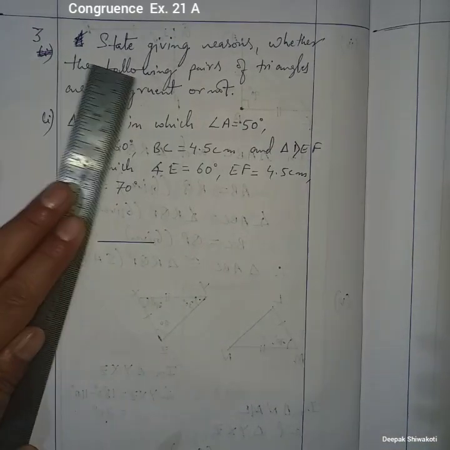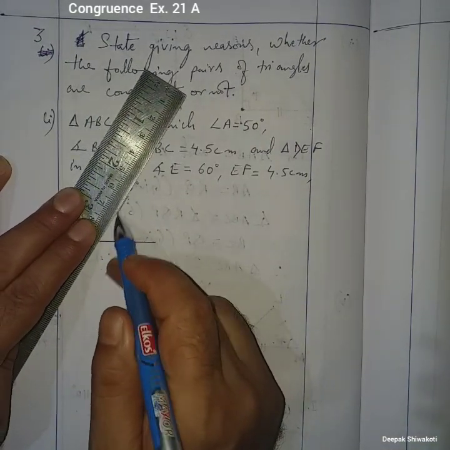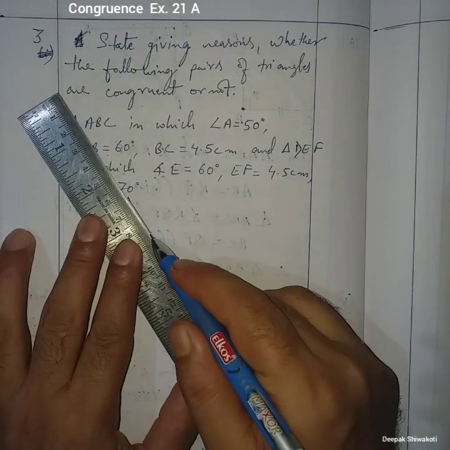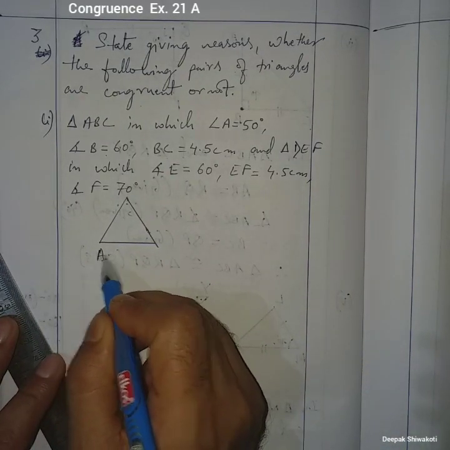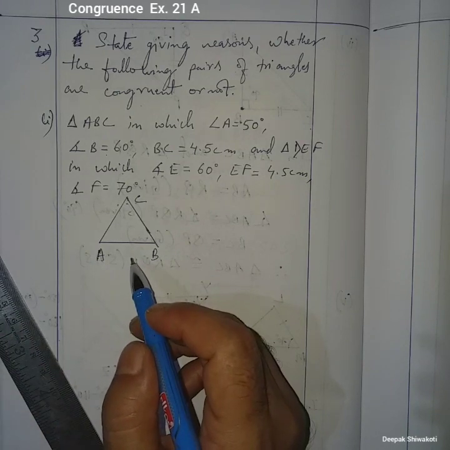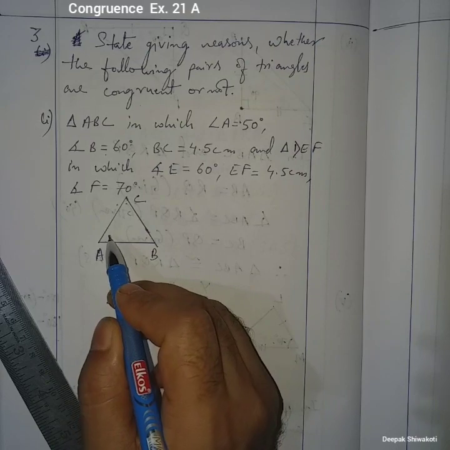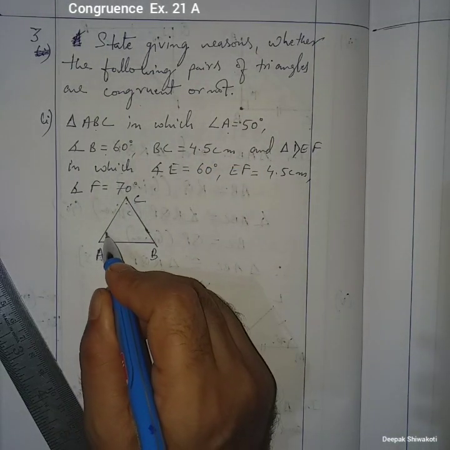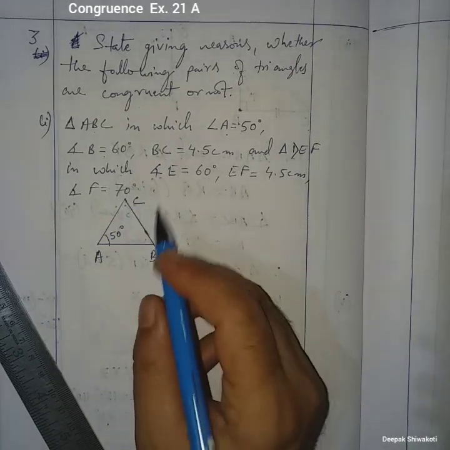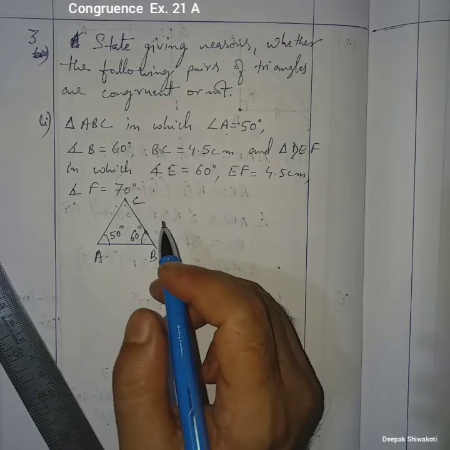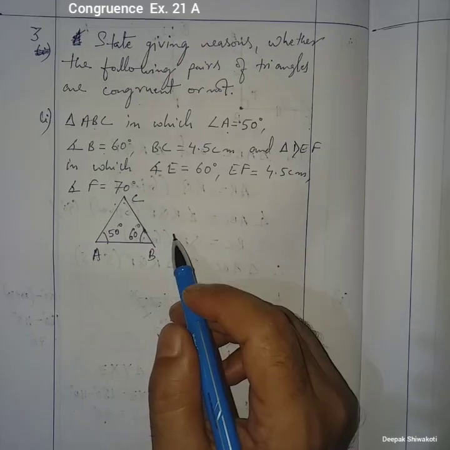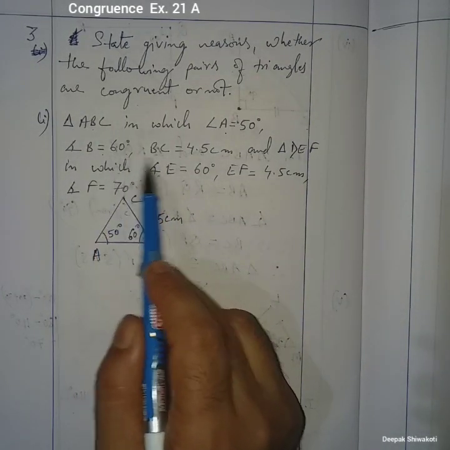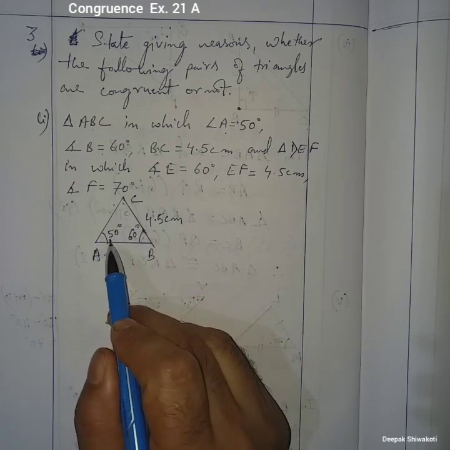In a rough sketch we'll draw. So use pencil to draw triangles. So here is triangle ABC, according to the information given. Angle A is 50 degree. Triangle ABC, angle A is 50 degree. This is 50 degree. Angle B is 60 degree. Okay. And the side BC is 4.5 centimeter. So from the given information we have drawn one triangle and we have written the information according to that.